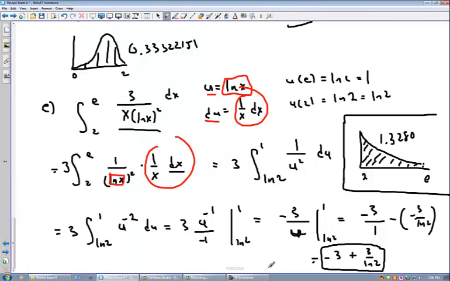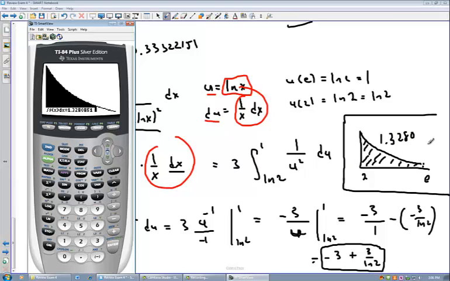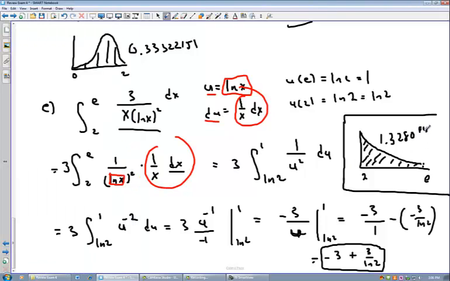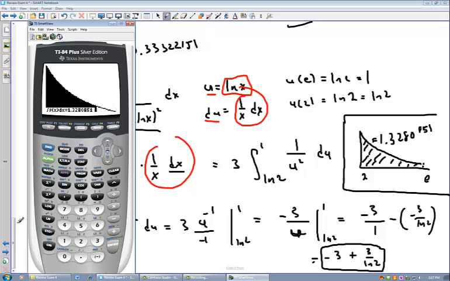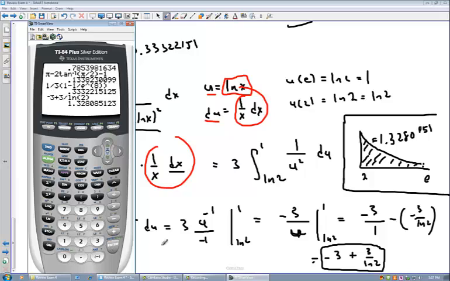So this is 1.3280. You can write down the whole number if you want. It's an approximation, so 0.851. And the area is approximately equal to that. And I'll check it. So I have negative 3 plus 3 divided by ln of 2 in parentheses, and I get back the same answer. So it checks.